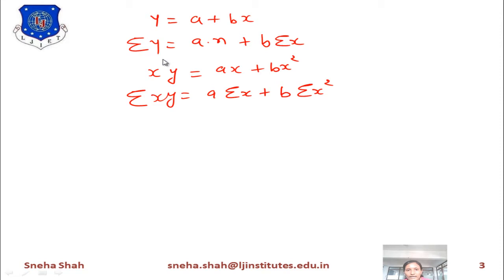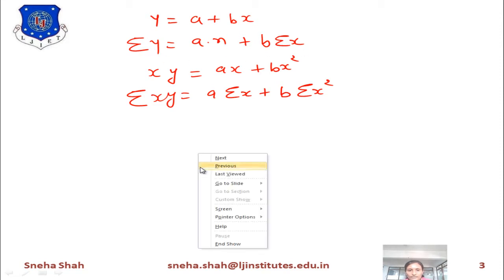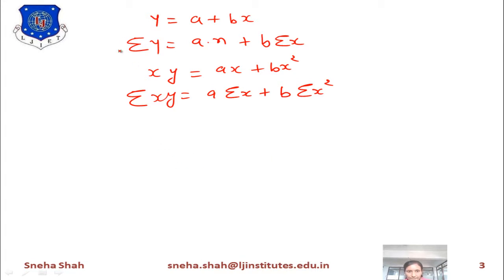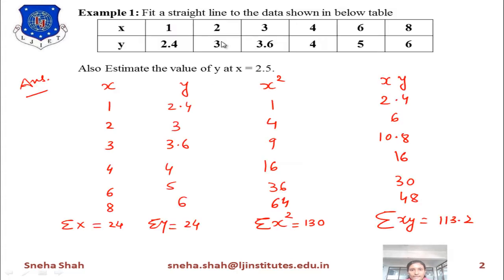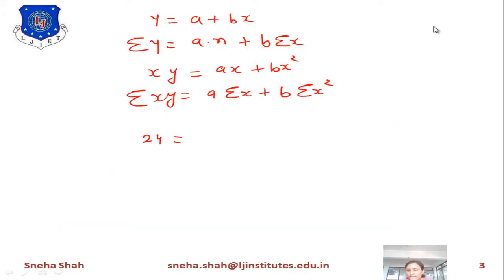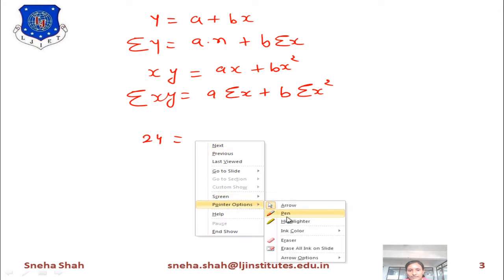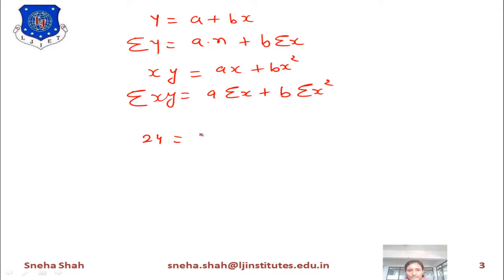So I will put it in this equation. So the first equation will become like this: summation of y equals 24n. Now what is the value of n? 1, 2, 3, 4, 5 and 6. So there will be 6 different values. So we will put n equals 6. So I will take n equals 6.